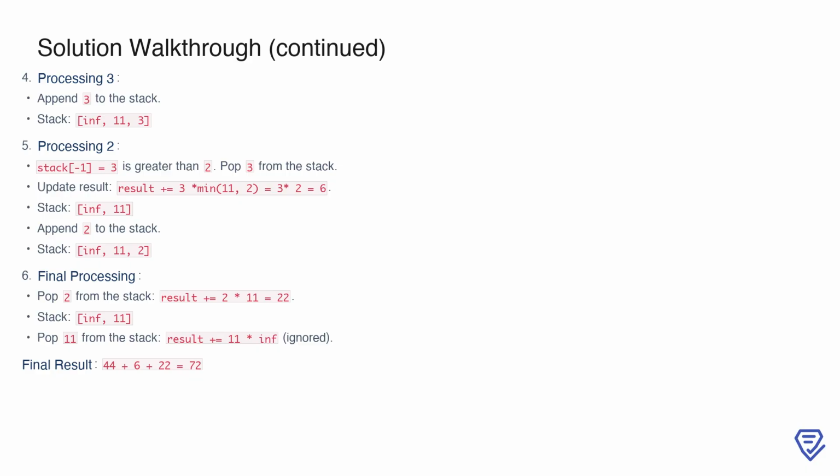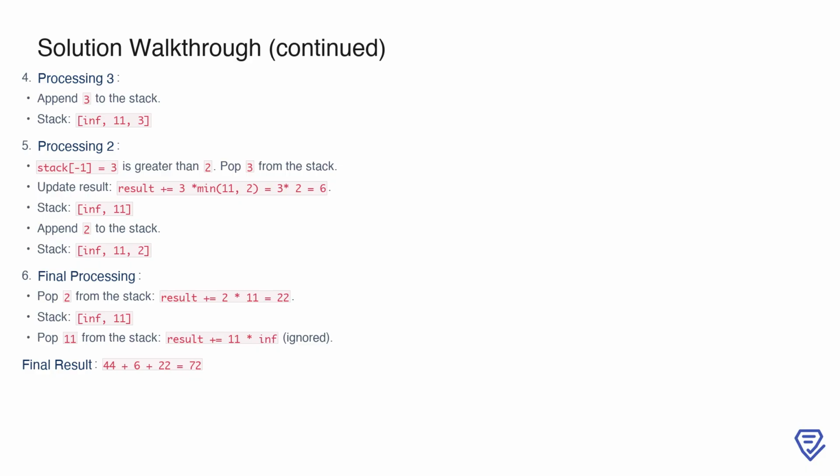Since 3 is smaller than the top of the stack, we append it directly. The stack now becomes INF 11, 3. Next, we process the value 2. Here, the top of the stack, 3, is greater than 2. So, we pop 3 and calculate 3 * min(11, 2), which equals 6.